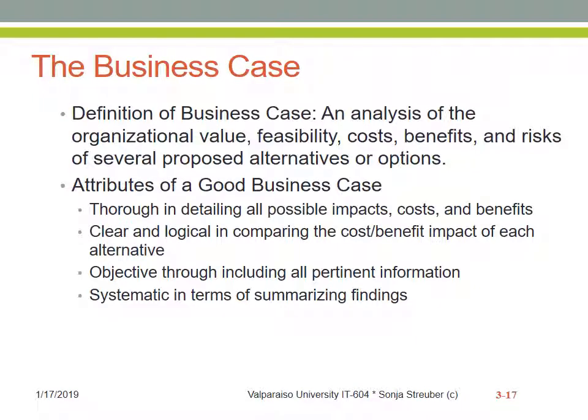At the end of all the forecasting and ranking activities for various projects in an organization stands the business case. The business case summarizes all the activities that came before it, and as such it is an analysis of the organizational value, feasibility, costs, benefits, and risks of several proposed alternatives or options for projects in themselves or within projects. A good business case has a number of characteristics. It is thorough, it clearly and logically compares the cost-benefit rankings of each proposed option, and it recommends a specific option for the execution of a project.